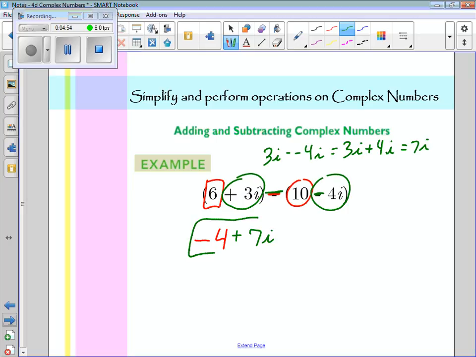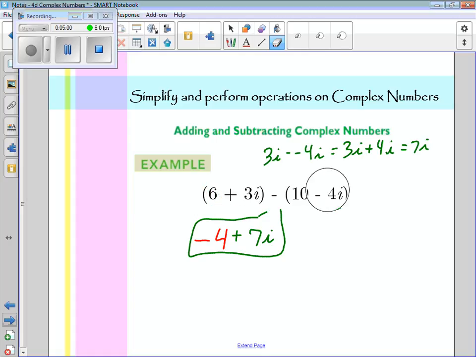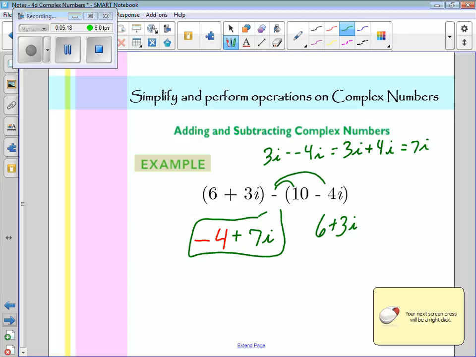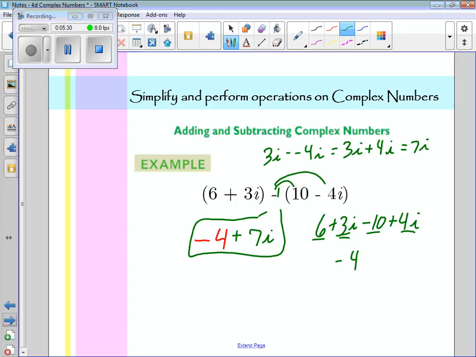There's another way you can do this, because the subtraction can get kind of confusing. Another way that I've seen people do this problem is actually distribute this negative in. So if I'm going to rewrite the problem, it'd be 6 plus 3i. And then since I distributed that negative in, you actually don't need parentheses. So it'd just be 6 plus 3i, and then minus 10 plus 4i. So I distribute the negative in like it's negative 1, and then gather like terms. Negative 4 and 7i. So that's another way you can do the problem. Distribute in the negative first, and then gather like terms.